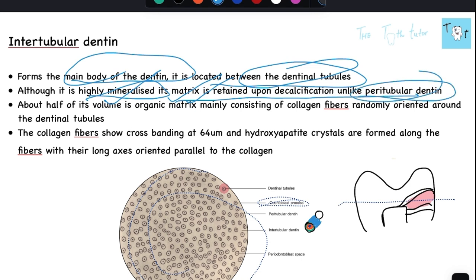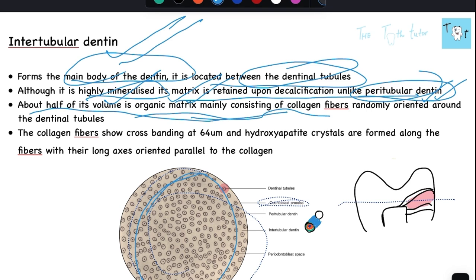Okay, so the peritubular dentin is also highly calcified, but it loses all of its matrix upon decalcification. Intertubular dentin does not. So you will be able to see the intertubular dentin in a ground section. About half of its original volume is organic matrix. It mainly consists of collagen fibers randomly oriented around the dentinal tubules.